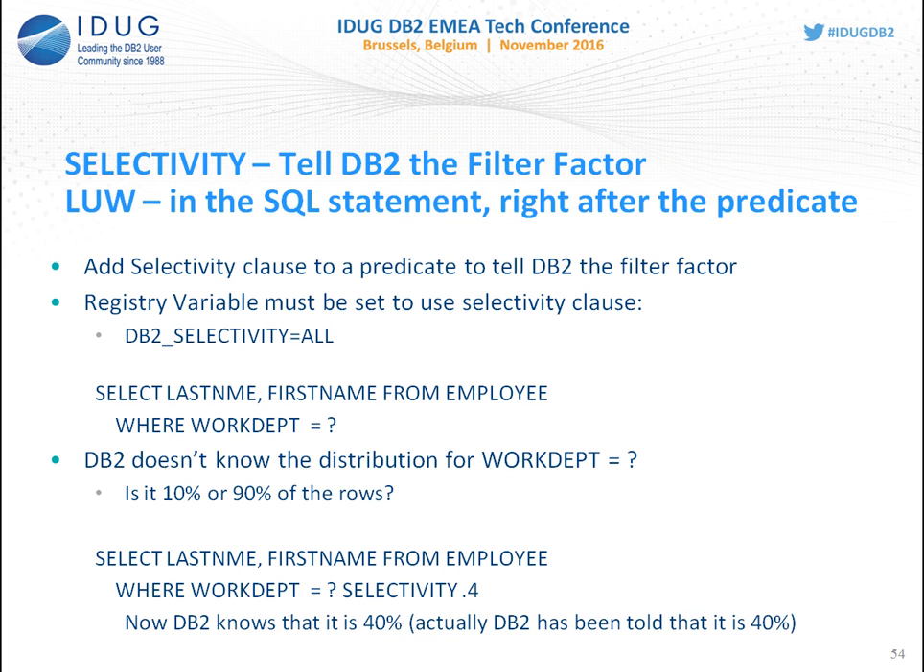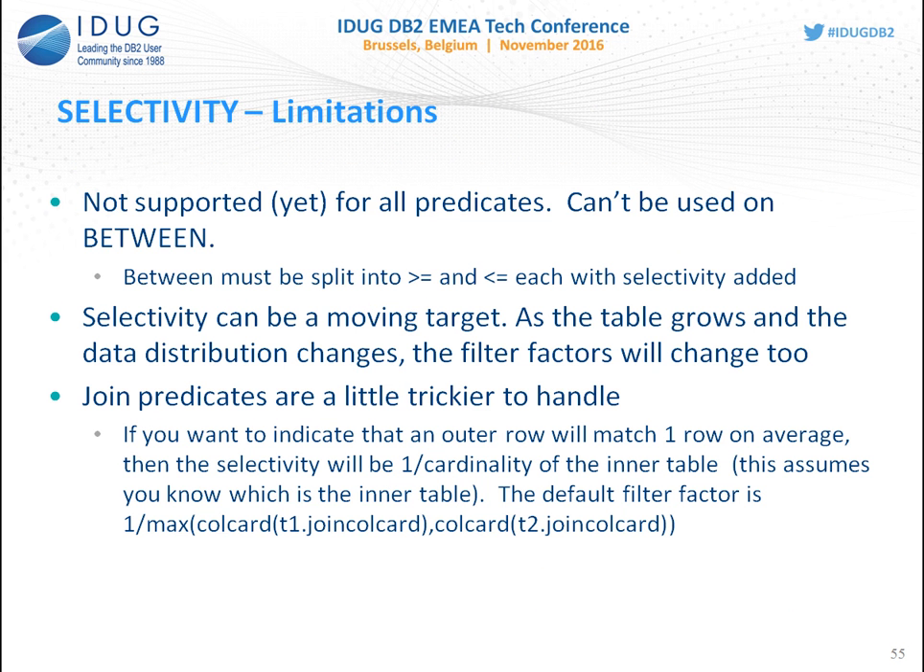So if I say work department equals host variable, is that 10% of the rows or 90%? If I say the selectivity is 0.4, then I've told DB2 that it's 40% of the rows. May not be, but that's what I've told DB2. There are limitations. There are some predicates it can't be used on. It can't be used on BETWEEN. You have to break up the predicate into a greater than or equal, and a less than or equal, and then put on selectivity on each. Selectivity can be a moving target. As the table grows and the distribution changes, the filter factors change too.